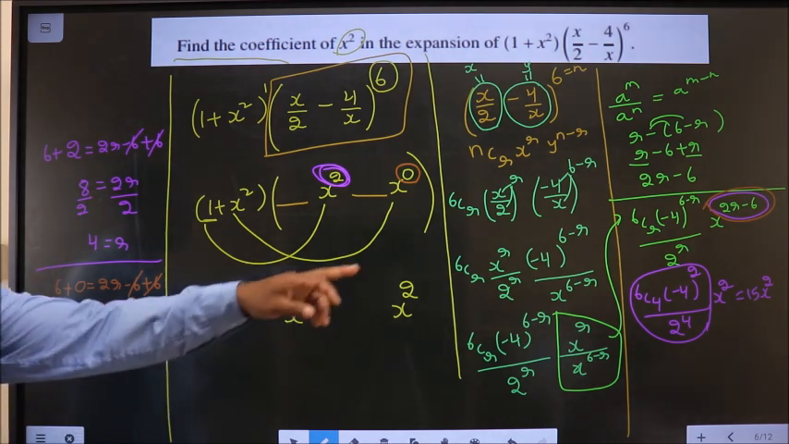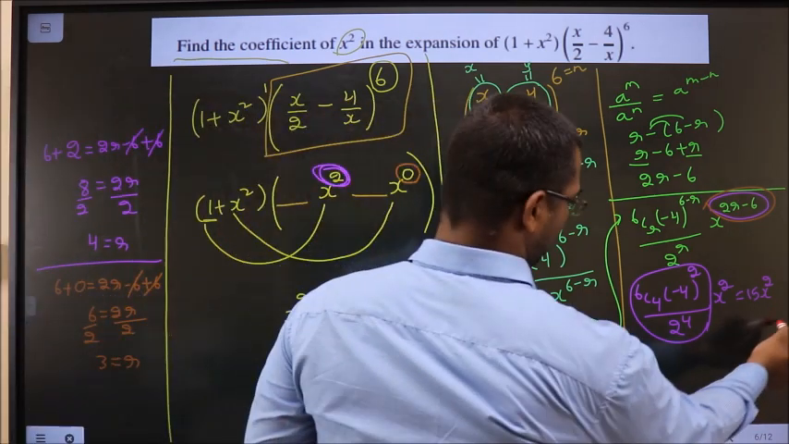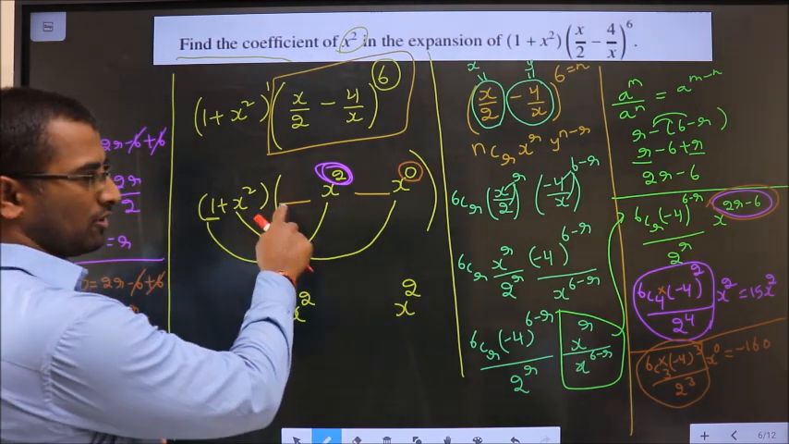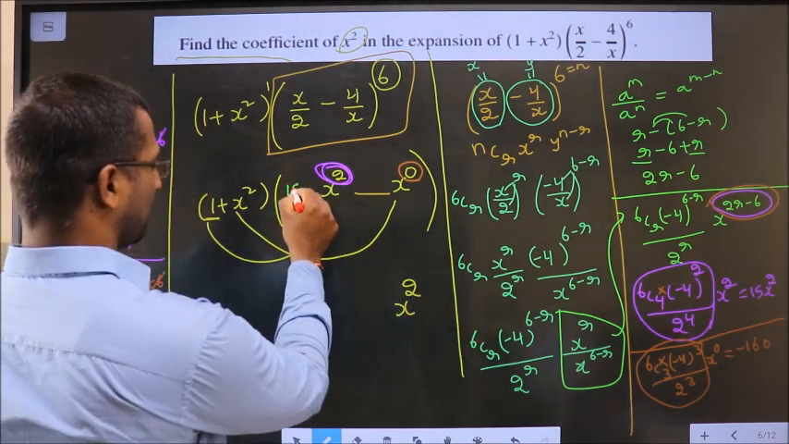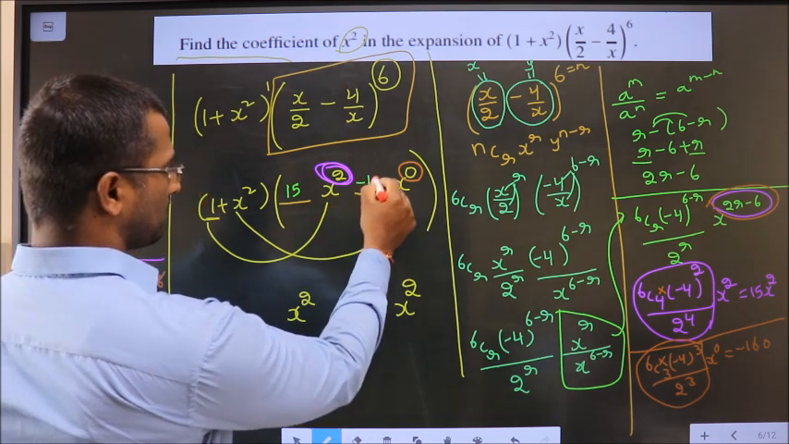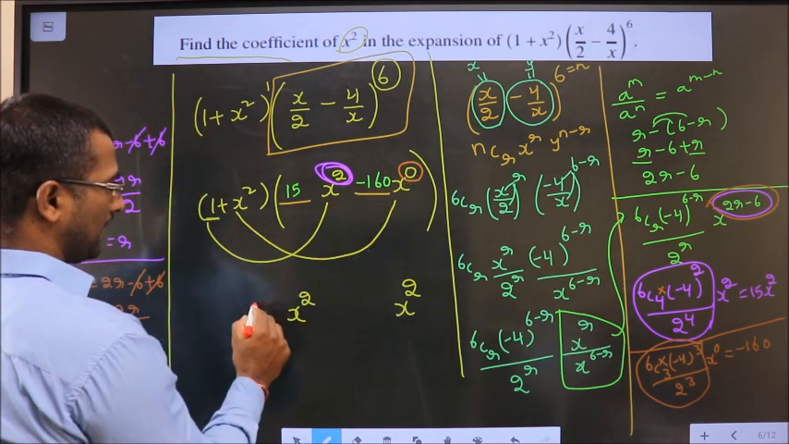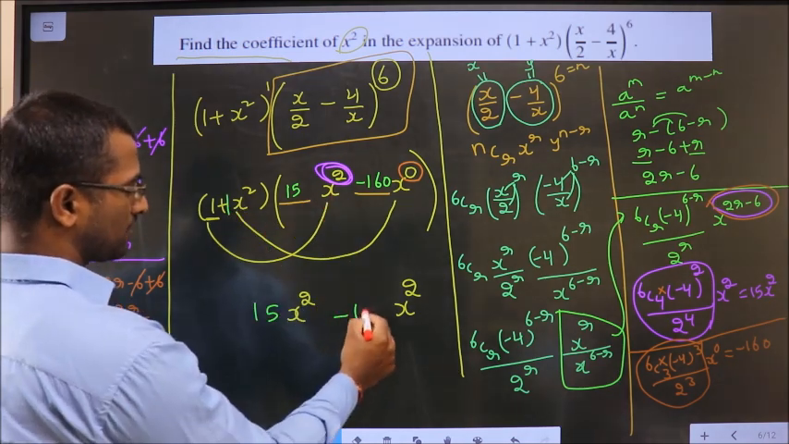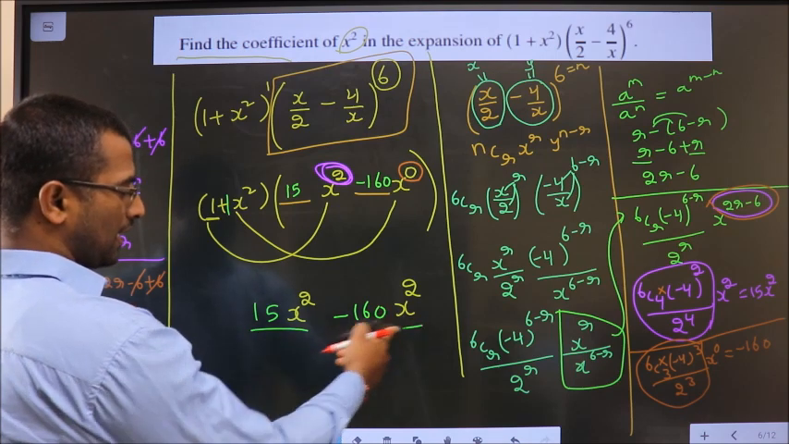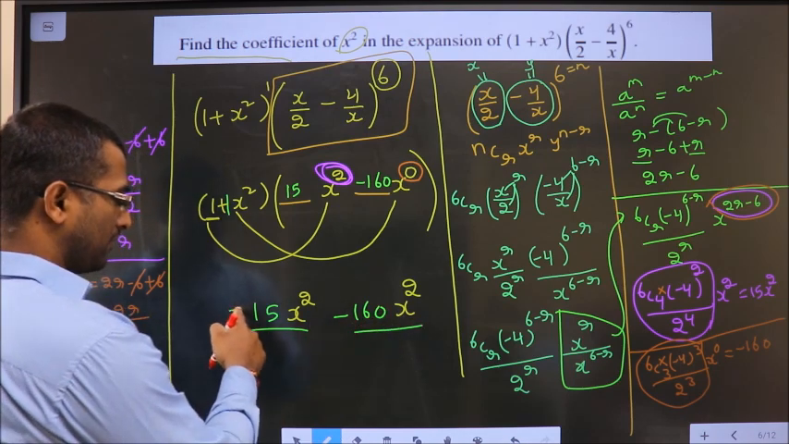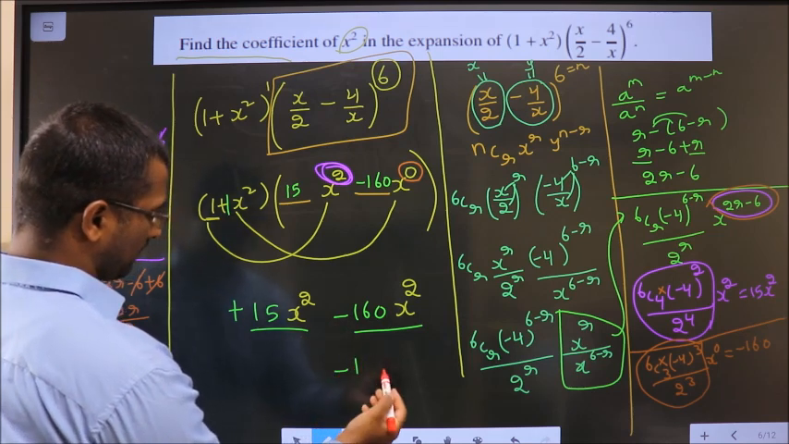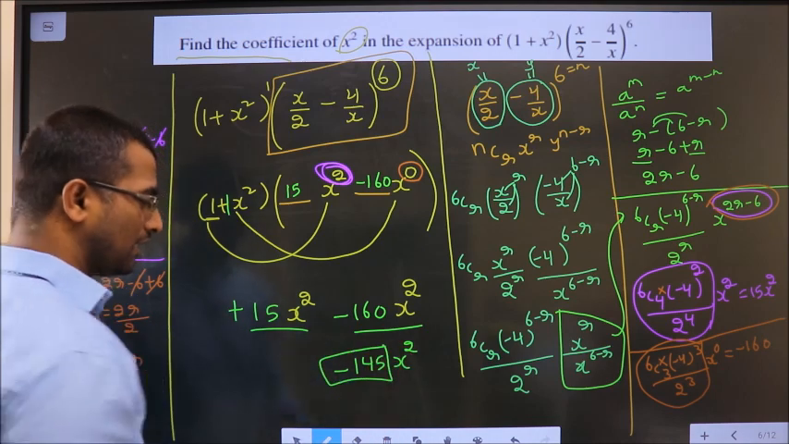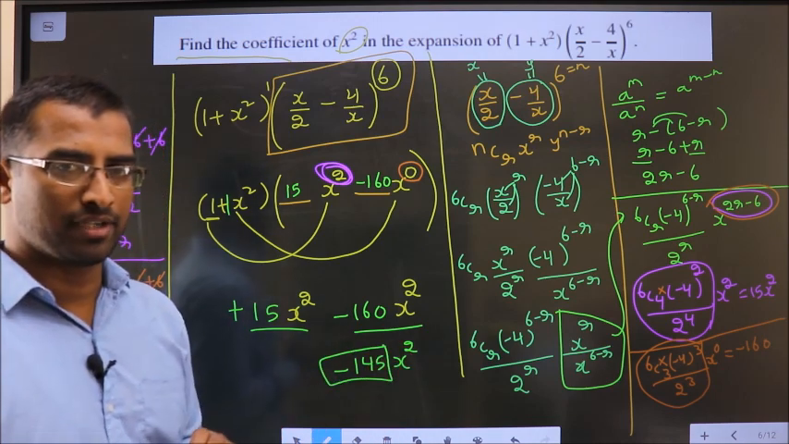Now replace r equal to 3 in that. So that will be, replace this here. So here before x square it is 15 and before x power 0 it is minus 160. When I multiply 1 times 15 is 15, 1 into minus 160 is minus 160. These are like terms. So plus 15 minus 160 is minus 145 x square. So the coefficient of x square is minus 145. Okay.